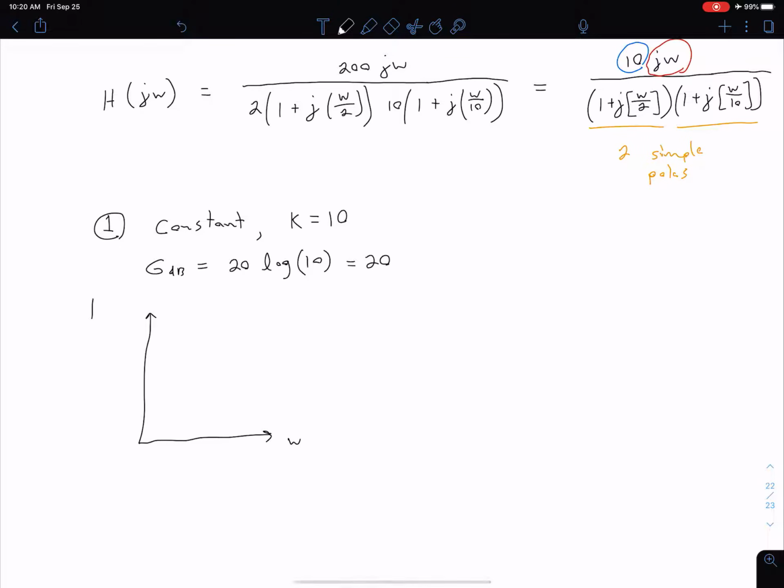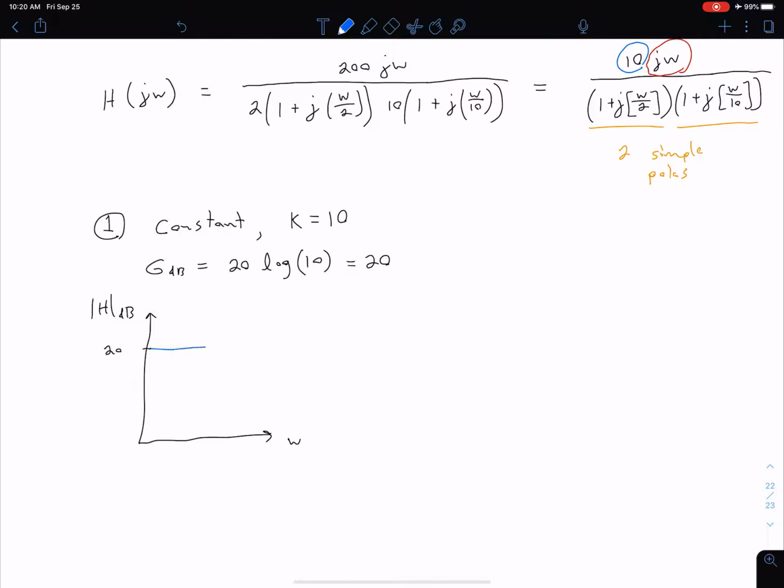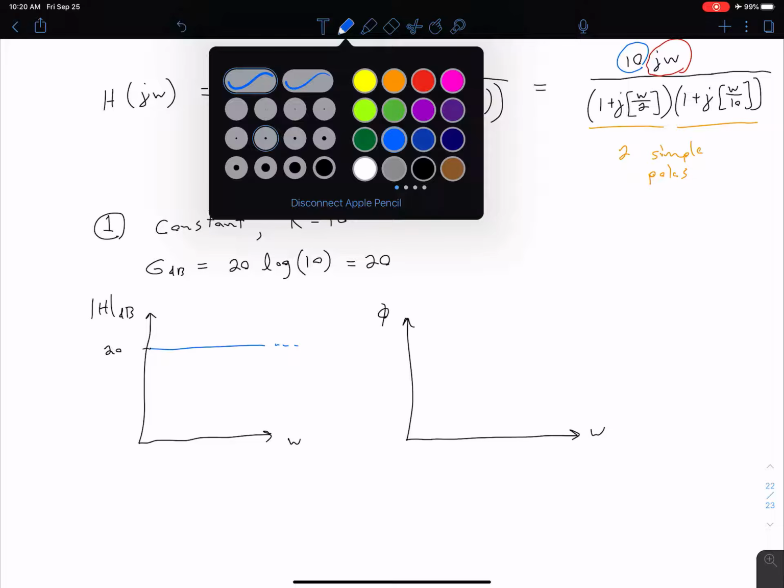So this is the magnitude in dB, and for our constant it's just going to be 20. As we saw, our constant has no frequency dependence, so we just have something that looks like this. Now for our phase, we said that we're just going to have a 0 phase. Let's make this a little bigger so it's easier to see here.